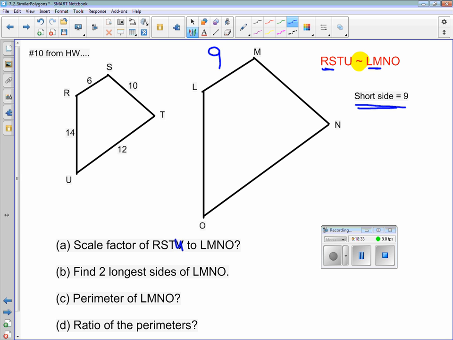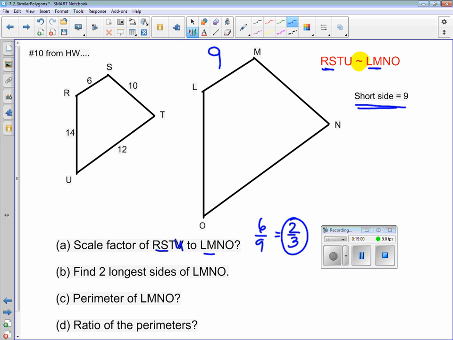So how do I figure out the scale factor? So in the state of Virginia, it says the scale factor, if it's telling you the order of RSTU to LMNO, means this goes on top and this goes on bottom. So it's going to be 6 to 9. Does that reduce? What does it reduce to? 2/3. So that would be the scale factor, okay? It's telling you the order.